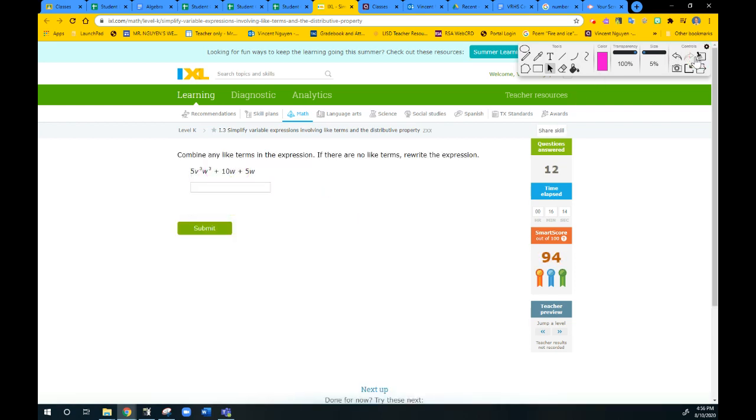Very cool. I'm going to do one last one, and then it's not as hard, okay? So this one right here doesn't have anything matching, but these two right here are actually matching, so they are like terms. So my final answer is, this stays the same, 5v to the third power, get down, and then w to the third power, get down, and then plus 10 plus 5 will give me 15w.